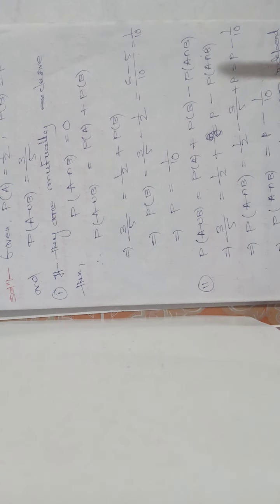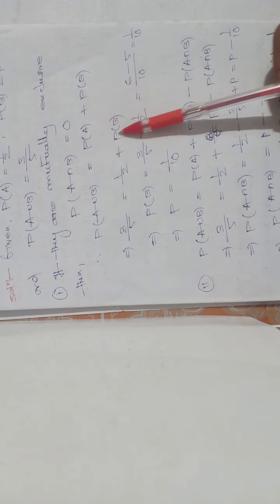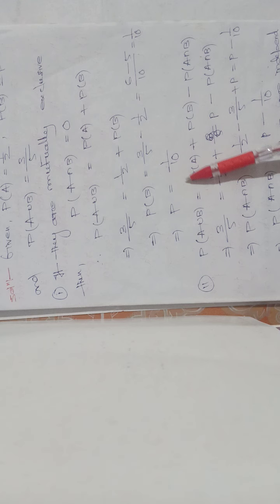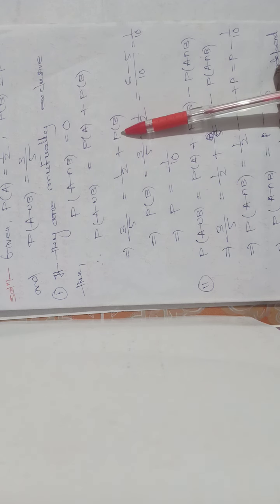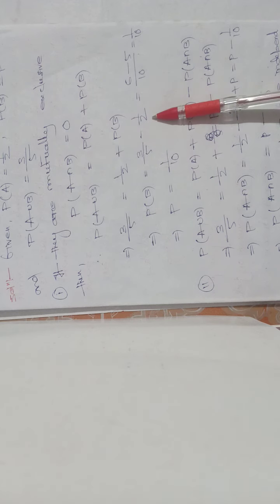Now we know that when two events are mutually exclusive, there is no common element between them. So probability of A intersection B will be 0. In that case, probability of A union B will be P(A) plus P(B). So putting the values, 3 by 5 equals half plus p, since P(B) is p here. So p equals 3 by 5 minus 1 by 2, which is 1 by 10. So p equals 1 by 10.